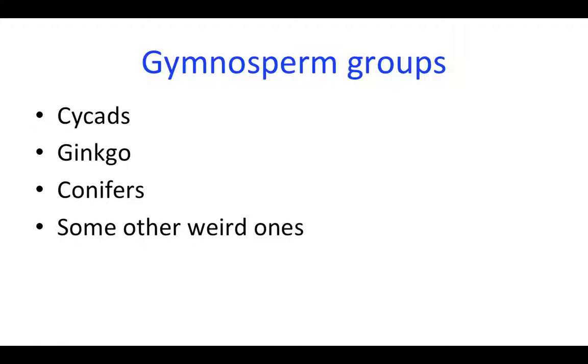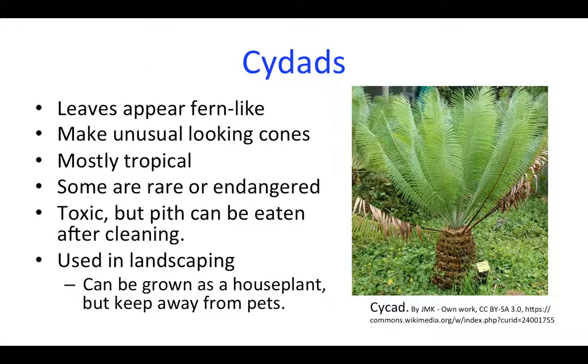We are going to talk about 3 different groups of gymnosperms: the cycads, the ginkgos, and the conifers. There are some weird sort of gymnosperms that you're unlikely to encounter that we will not talk about. We'll start with the cycads. Cycads are these cool-looking plants shown over here on the right. They look sort of like palms and sort of like ferns. The leaves especially have a fern-like appearance. They are pinnately compound. They also make unusual looking cones that would appear down here, but that's not shown in this picture.